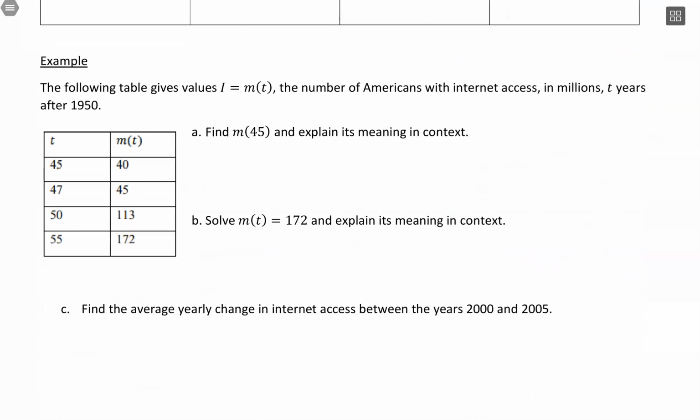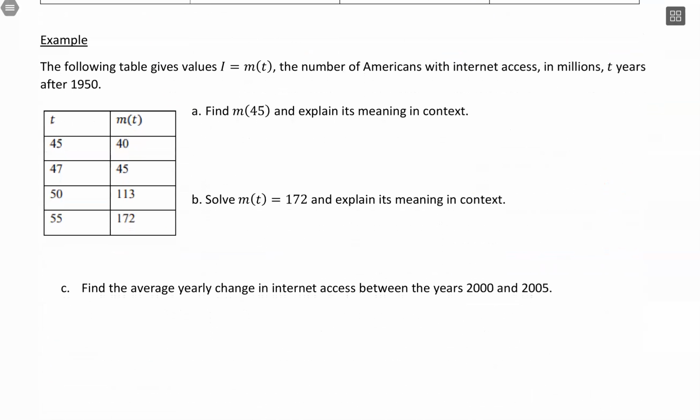Let's look at a word problem with tables. So the following table gives values for I equals M of t. It's showing the number of Americans with internet access. So that's our value for I. And that's in millions. And then t is t years after 1950.